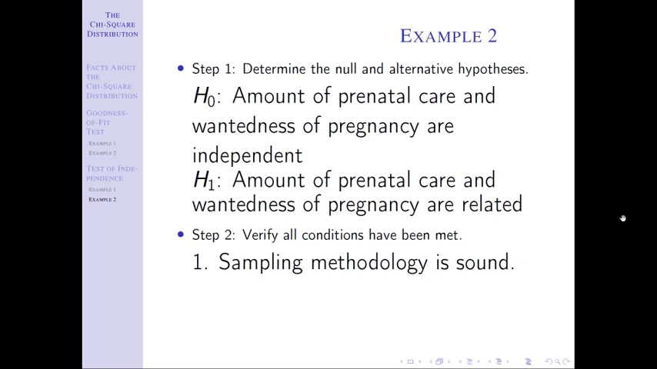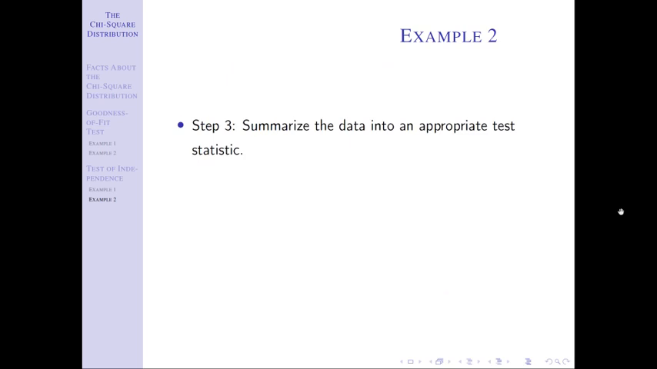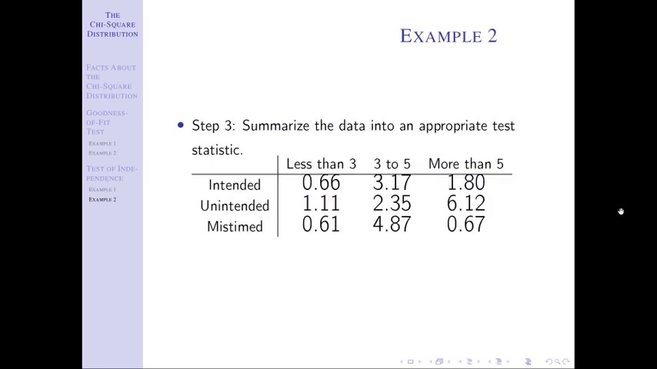We also have to check our expected counts. One of them is less than 5, so there is some concern there. As before, I'm going to make a separate table to do those observed minus expected squared divided by expecteds. Sum those up. Our degrees of freedom in this case are going to be 4 because we have 3 row variables and 3 column variables. So 3 minus 1 is 2. 2 times 2 is 4.